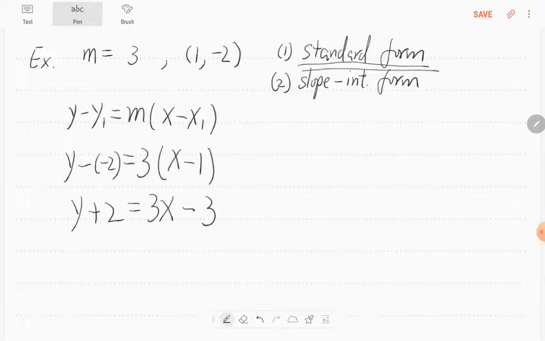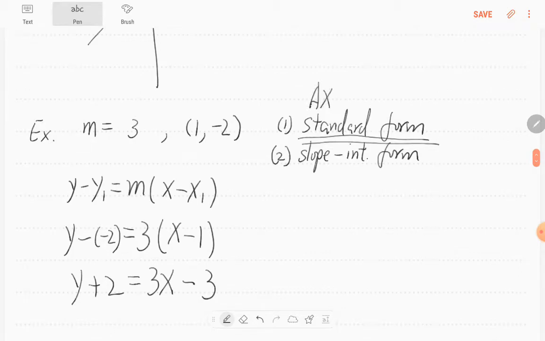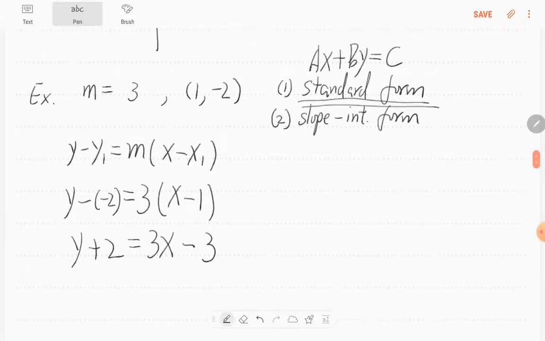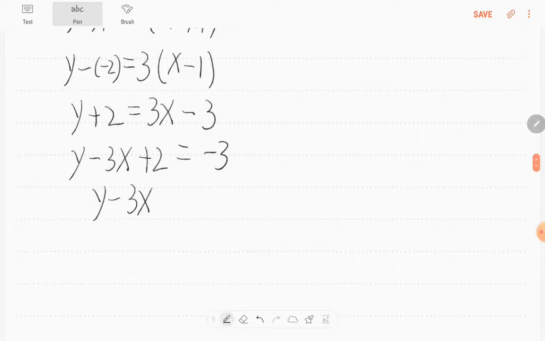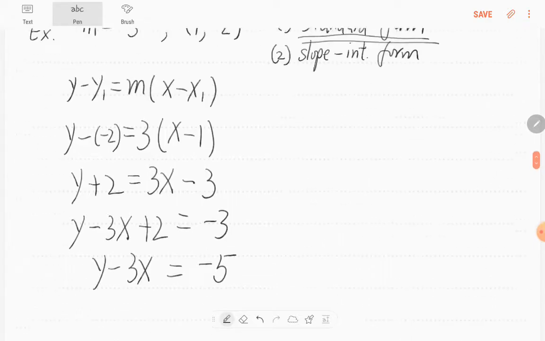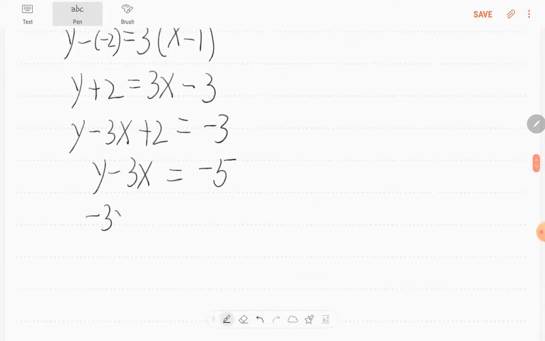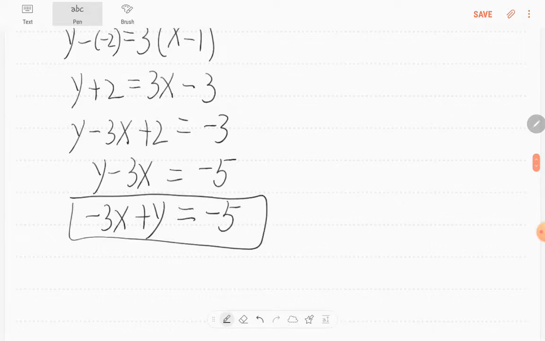So now let's find the standard form. The standard form is given by ax plus by equals c, right? In other words, the x term and y term are on the left side and the constant term is on the right side. So we subtract 3x, okay? So it's y minus 3x plus 2 equals negative 3. Then we subtract 2. So y minus 3x equals negative 5. Okay, let's write the x term first. So it's negative 3x plus y equals negative 5. So this is called the standard form.